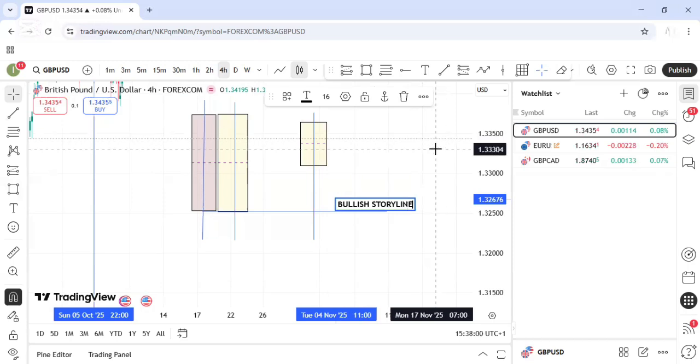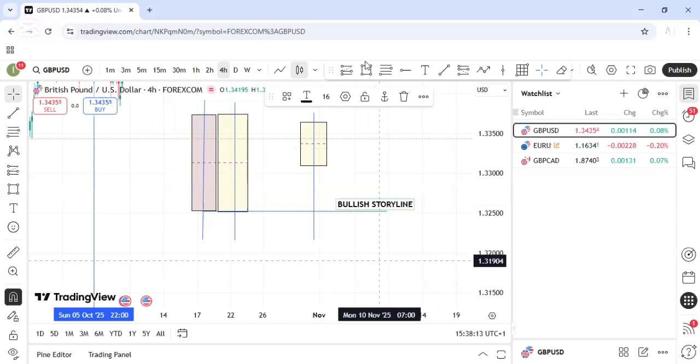Number 1, a piercing, which is the candle trading below that area. Number 2 is rejecting that area, and number 3 is closing above that area. Do you get it? Now, this is for a bullish storyline. The same is the case for a bearish storyline.